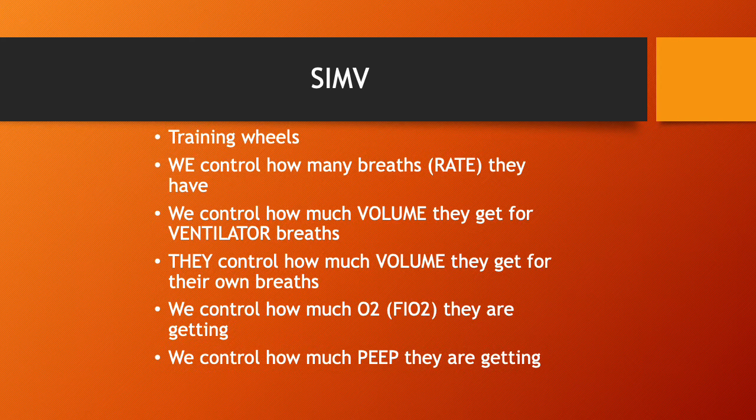So there's also SIMV, and SIMV is more of that intermittent mode. So this is that parent who is trying to let their child have a little bit more freedom. I can consider this the training wheels phase, where we're ready to let our kid try to ride a bike, but we're not quite ready to let them completely go. So effectively on SIMV mode, we're still going to have some control. We're going to control their rate. They're going to have to take at least so many breaths per minute. We're also going to control how much volume they get for ventilator breaths.